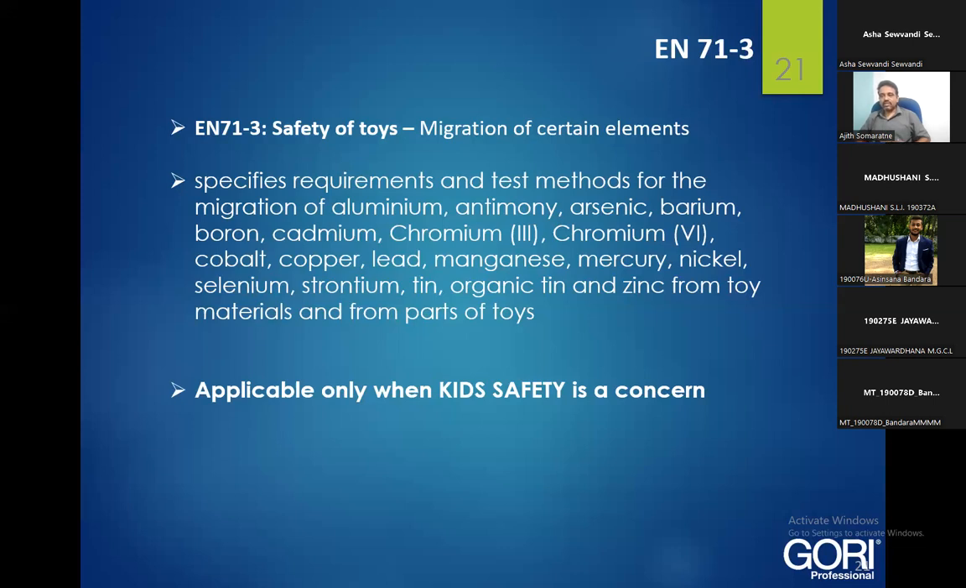So we have to test. In this code, EN713 specifies limits for some chemicals or materials like aluminium, antimony, arsenic, barium, boron, cadmium, chromium, cobalt, copper, lead, manganese, mercury, nickel, selenium. Likewise, it specifies some chemicals and the upper limits which are allowed to be contained in the coating. So this is important basically for the spaces where kids are a concern.